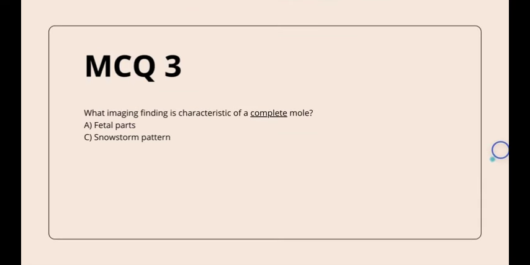Okay, and let's look at the final question that we have, which is the imaging finding that's more characteristic of a complete mole? And we have fetal parts or a snowstorm pattern. And the answer to this question is that it's going to be the snowstorm pattern. As we know, a complete mole is completely trophoblastic, meaning there are no maternal chromosomes, therefore it will not have fetal parts, unlike perhaps in a partial mole. And we've already talked about a snowstorm pattern being characteristic of a molar pregnancy on ultrasound.